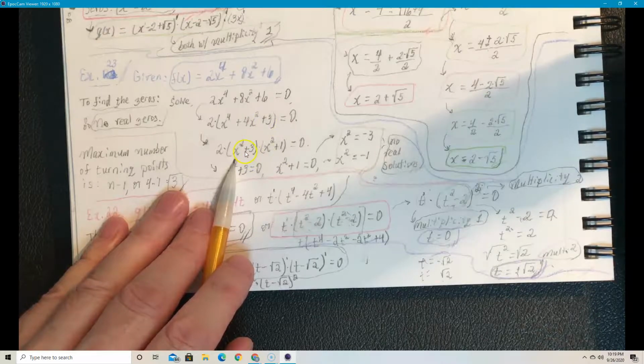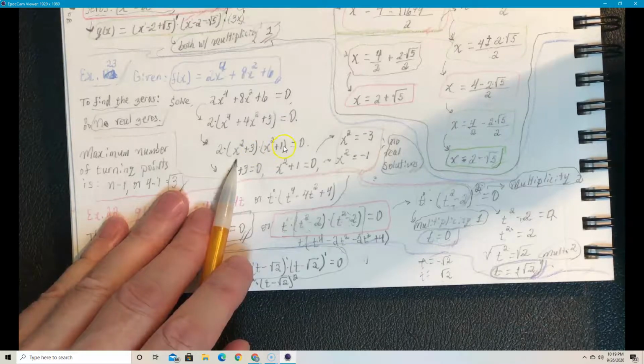How do you know which one? Do we write positive times positive or negative times negative? Well, it depends what's right here. So whatever is right here, you write it down. So positive times positive. How do you get 3? The only way you can get 3 is if you multiply 3 times 1, unless you use some fractions or something. But 3 times 1 is 3.